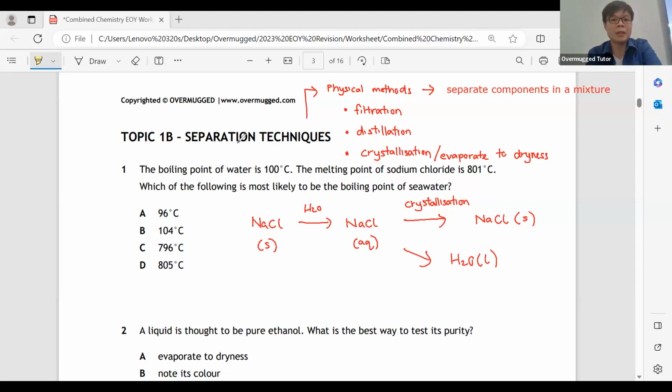Okay, so that's just a quick summary for separation techniques. And then we have purity. In chemistry, how to test for purity? Simply measure melting point, boiling point. If the substance is pure, it will have a fixed melting point, boiling point. If the substance is impure, melting point, boiling point occurs over a range of temperature. Right, I think we'll look at that later.